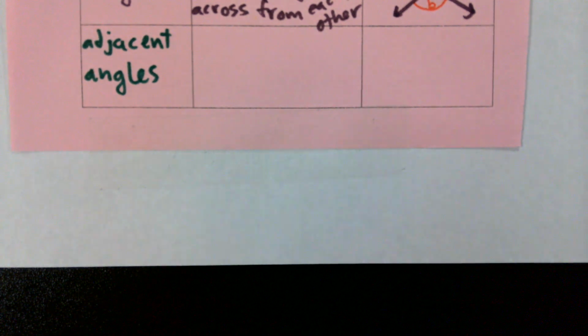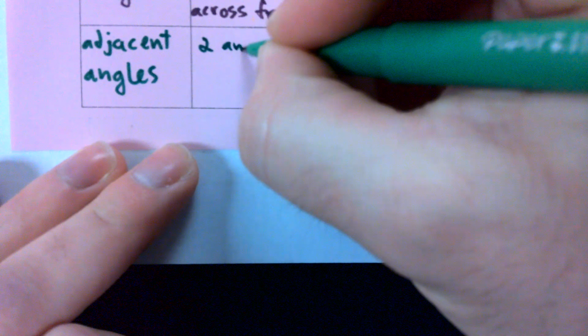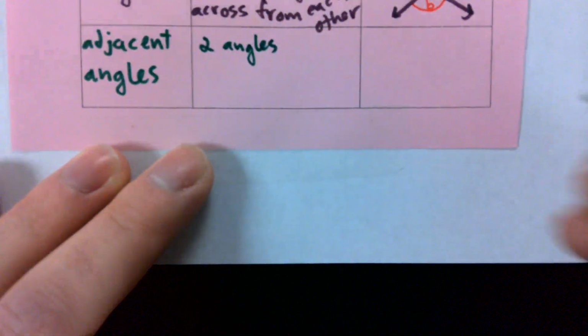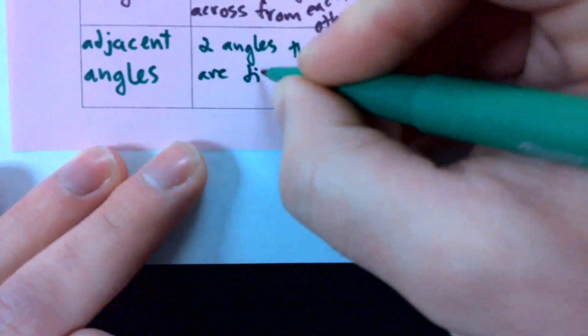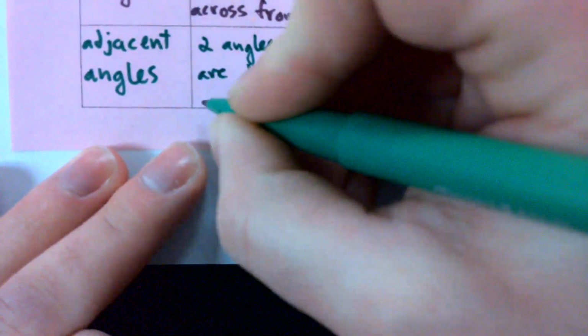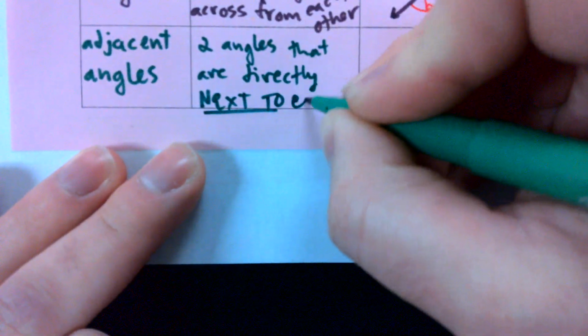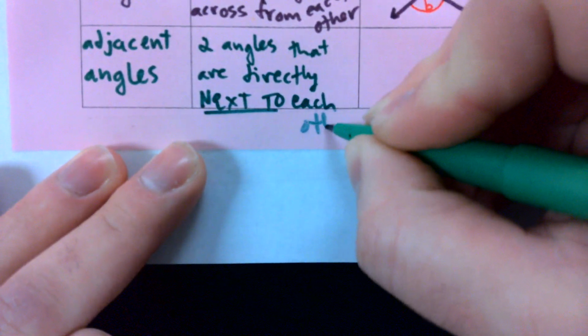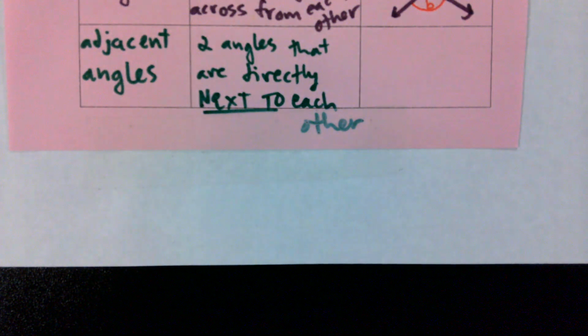Adjacent angles are just two angles that are directly next to each other. Wish I could have made these boxes larger, but hopefully you have some room. Two angles that are directly next to each other.